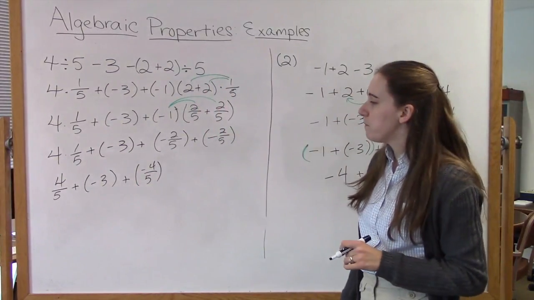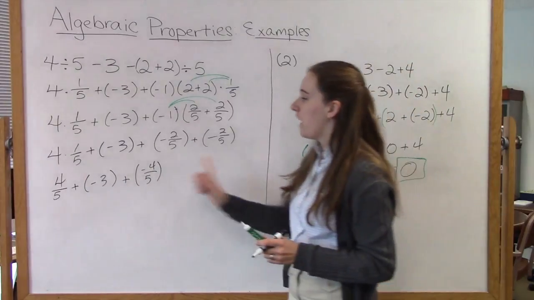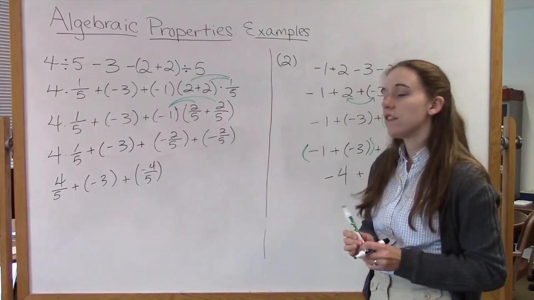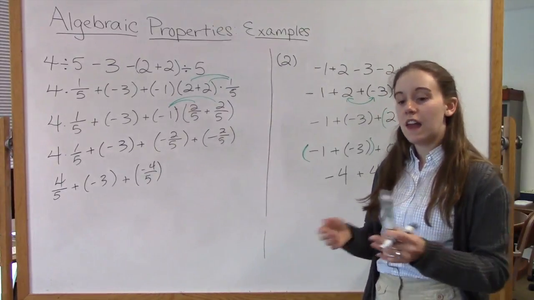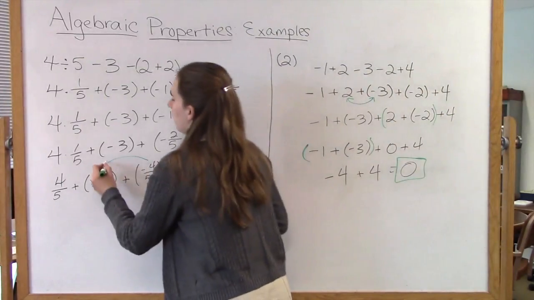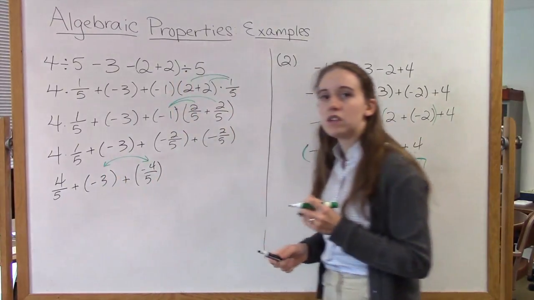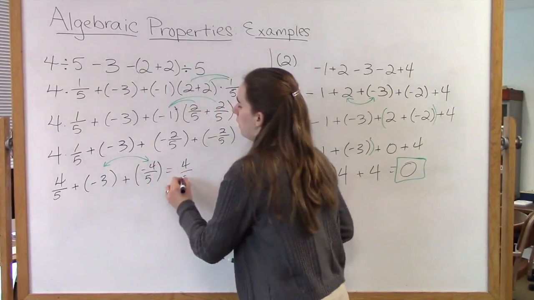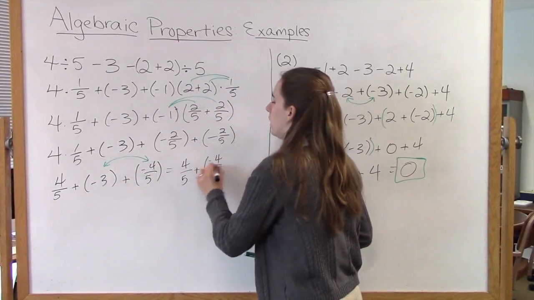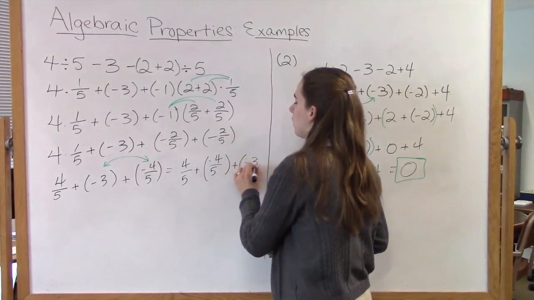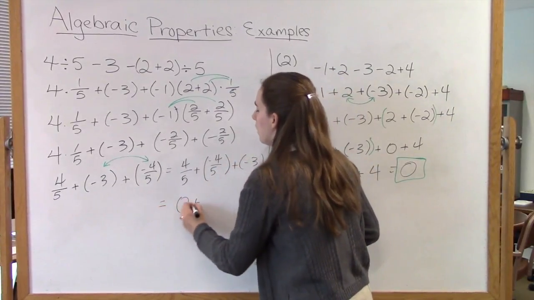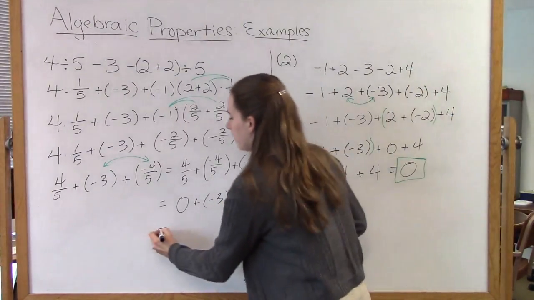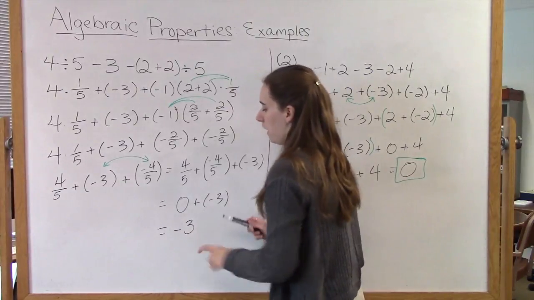So see now how I ended up with 4/5 and the additive inverse of 4/5. So if I can get them together, I can add and get 0. Well, that's just one easy application of the commutative property. So I end up with 4/5 plus -4/5 plus -3, which is going to be 0 plus -3. Well, 0 plus a number is always the number itself. So we get -3 as our answer.